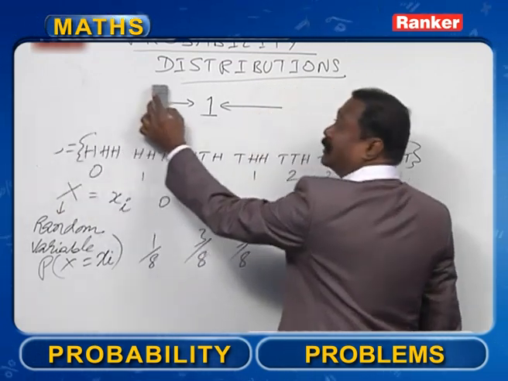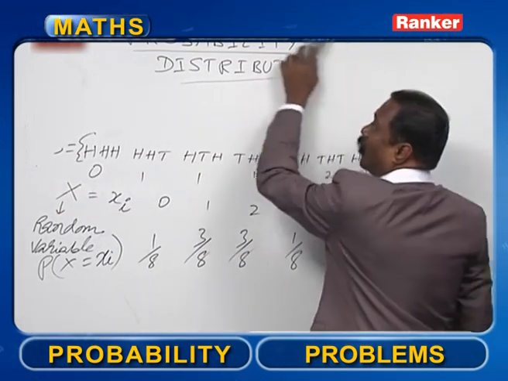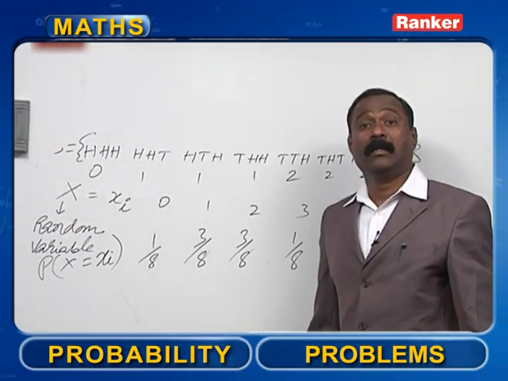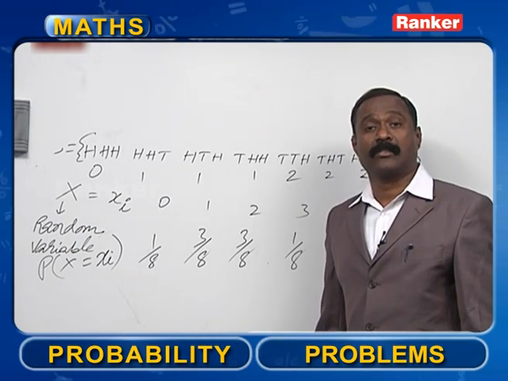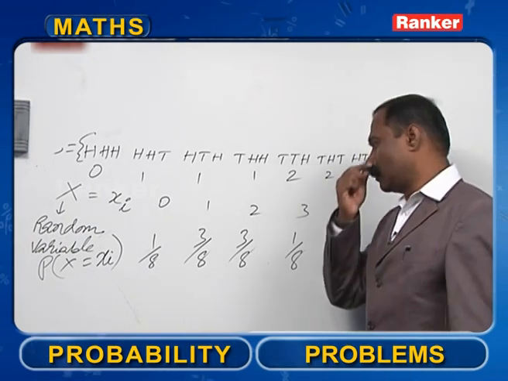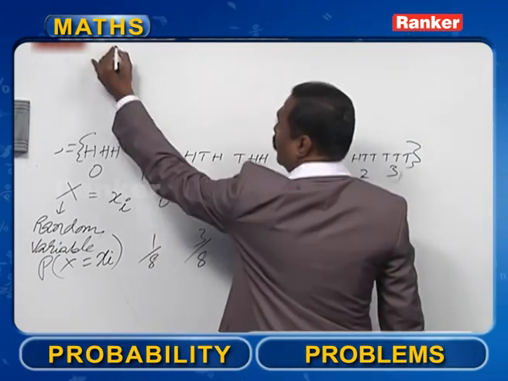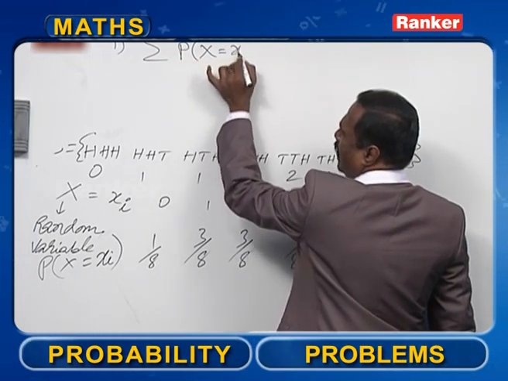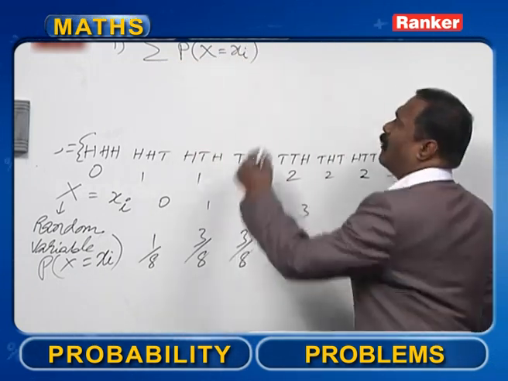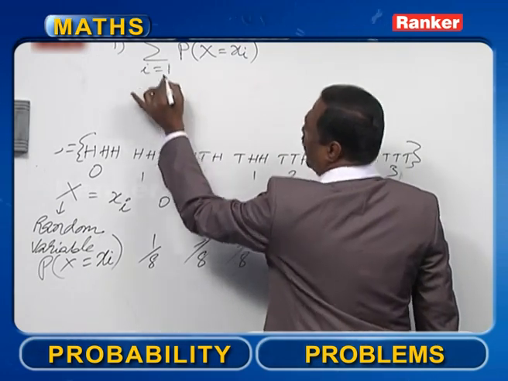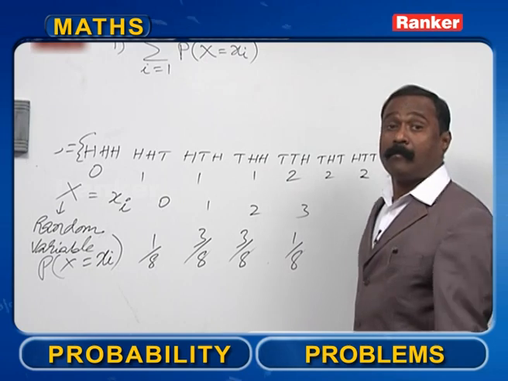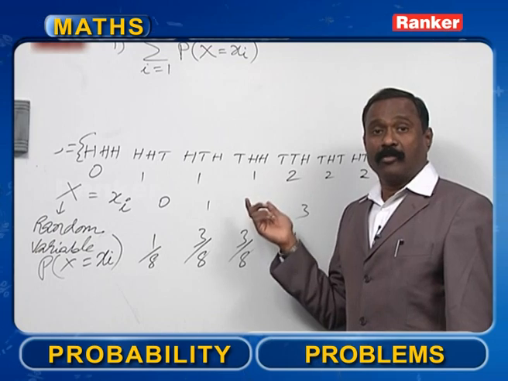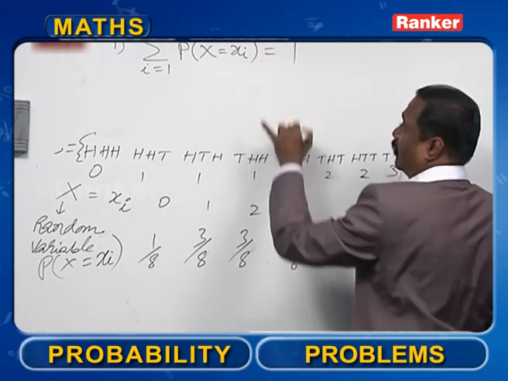Now, how can we generalize this to any event? First of all, what you have to understand is that the sum of the probabilities, simply I will write it as P of X equal to Xi, where i runs from 1 to n events we have taken. The sum of the probabilities, n number of random variables, is equal to 1.